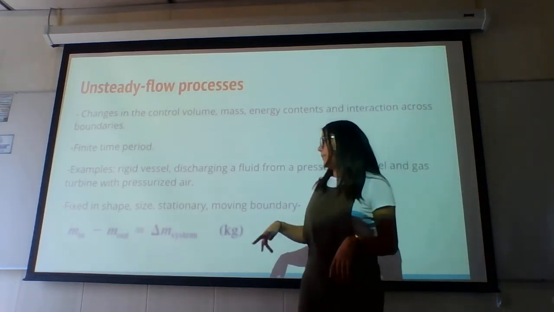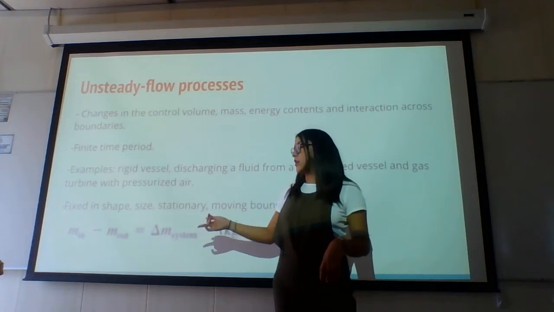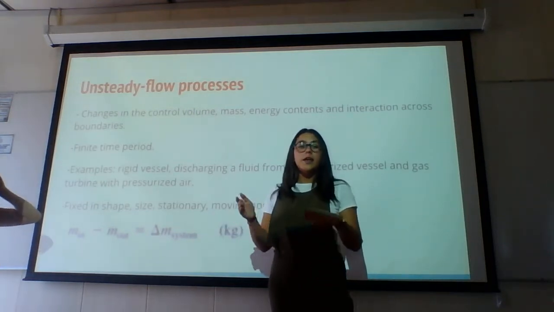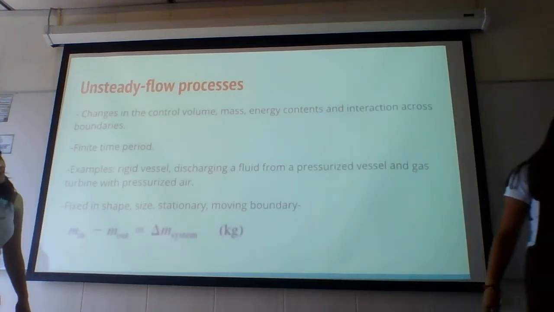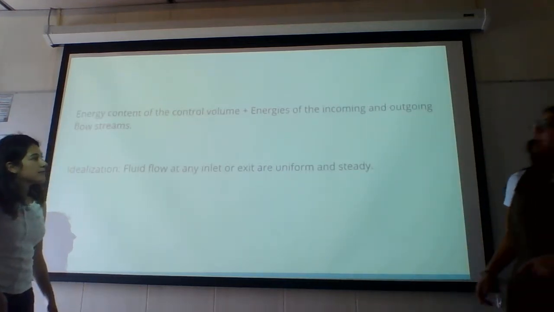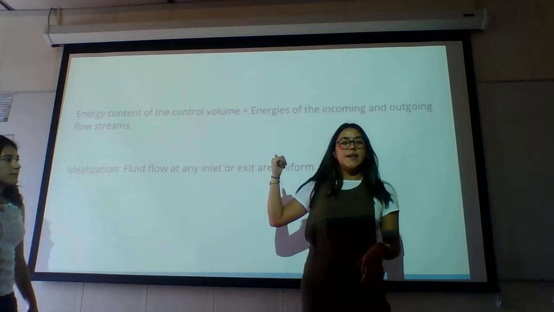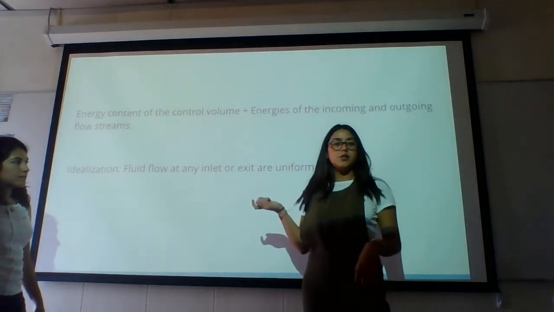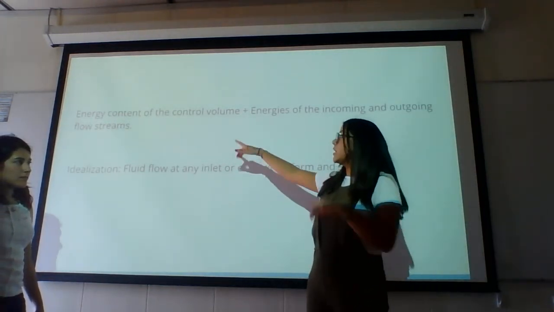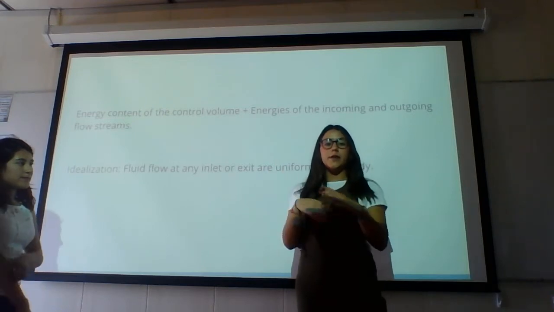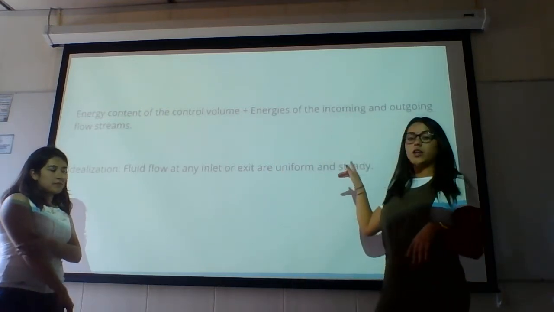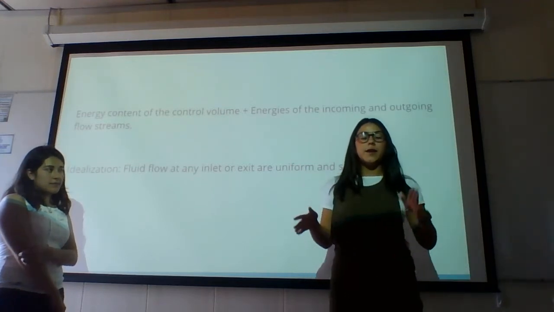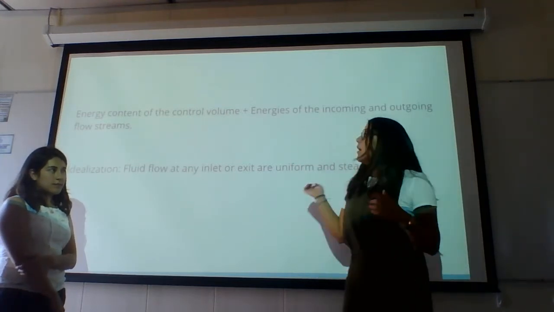And we have a difference of mass. It's going to be the mass in and the mass out. It's going to be our mass inside the system. So here is what I was saying, that our total energy is going to be the energy content of the control volume, so the process that is going to be inside the control volume, and also the energies that are going to happen in the inlet or in the outlets.